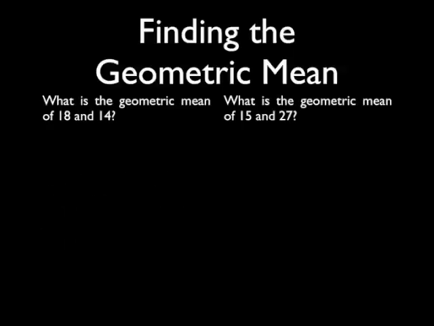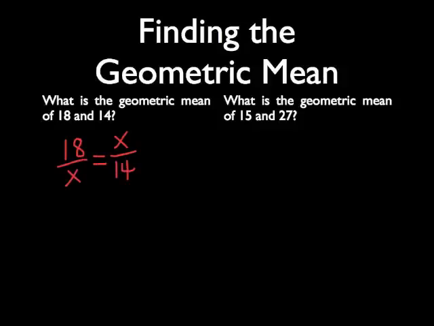So let's look at a couple of quick examples here. What is the geometric mean of 18 and 14? Well, using our definition, to find the geometric mean, that's the number x such that 18 over x is equal to x over 14. Notice that x is our means in this proportion. It is both of them at the same time.